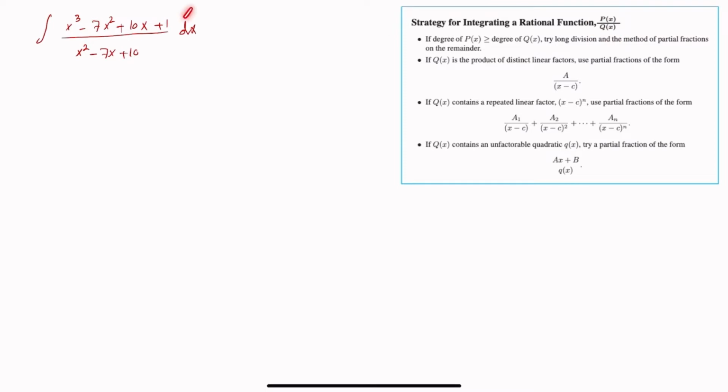Notice here the numerator degree is larger than the denominator degree. The numerator degree is 3, and the denominator degree is 2. Therefore, we're going to use the first point in here. We're going to try to use long division, and then we're going to use the method of partial fraction on the remainder. So first, let's use the long division.